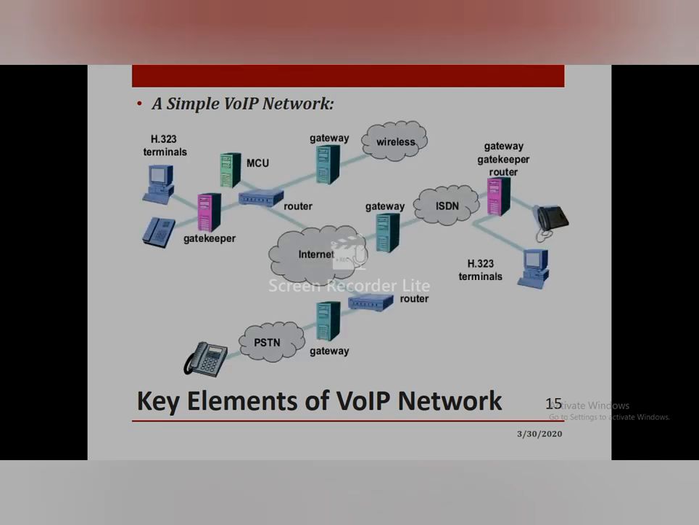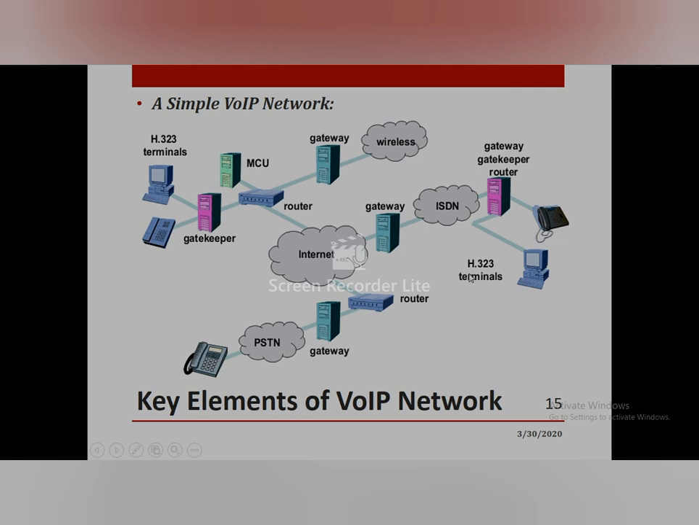But here is a simple VoIP network. This is the VoIP network, showing how VoIP works in a network. As a terminal, that means H.323, it has a LAN phone, a gatekeeper, an MCU, routers, a gateway and wireless connections. There's a global internet, and from this internet there are routers, a gateway, PSTN and traditional telephone lines. Then ISDN, the gateway routers, then the telephone lines with internet connections. That is a simple VoIP network.